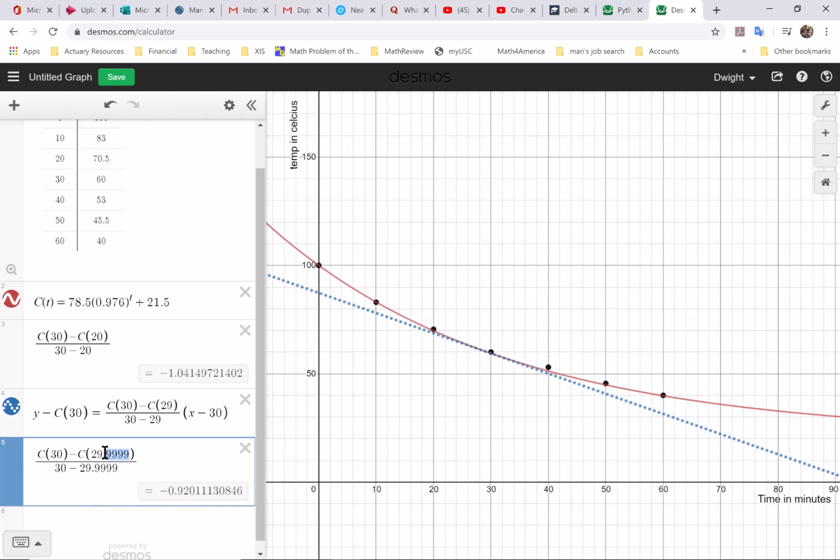So then you might say, well, what if I just plug in 30? Why can't I just do the secant line between 30 and 30? Well, what do you think is going to happen? You're going to get undefined, because in the denominator you get 0. So you can't actually find it using the point itself, but you can find something using a point very, very close to it. Right?